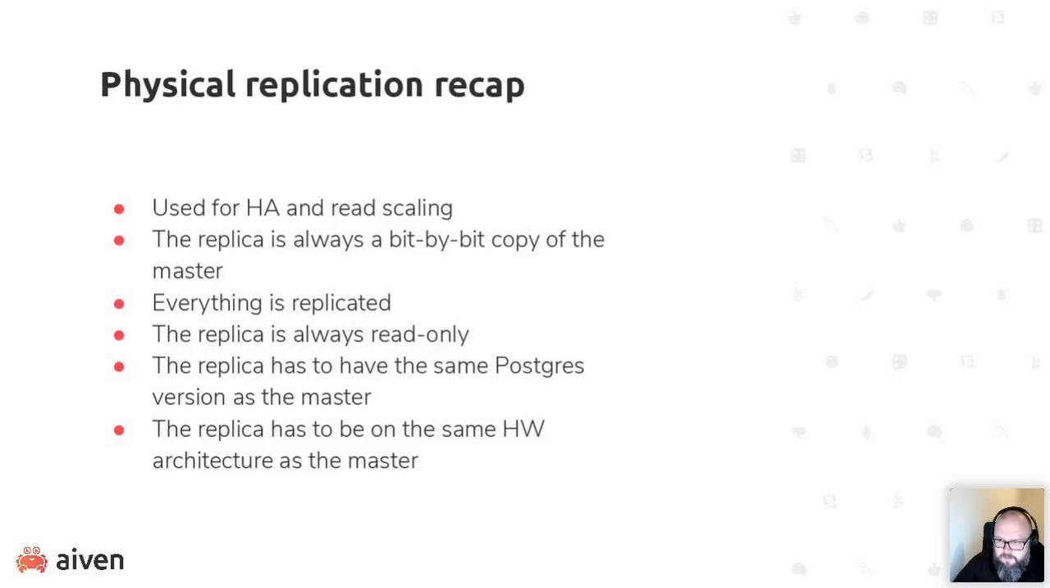As a quick recap about physical replication, it can be used for high availability and read scaling. The replica is always a bit-by-bit copy of the master. Everything is replicated. The replica is always read-only. The replica has to have the same Postgres version as the master, and the replica has to be on the same type of platform as the master.